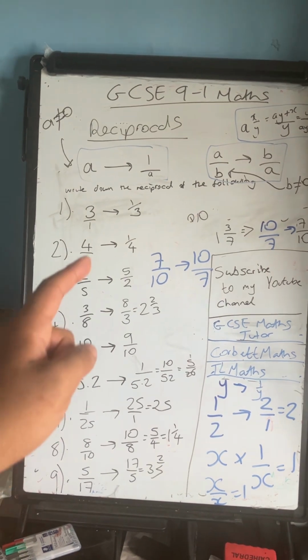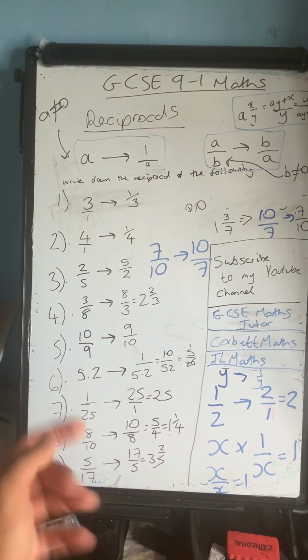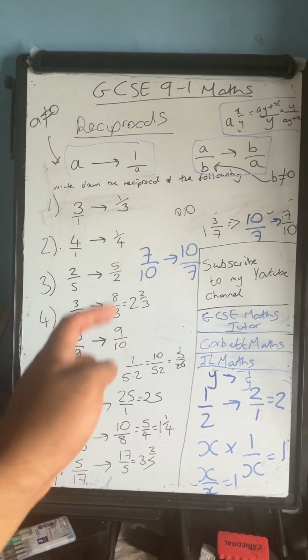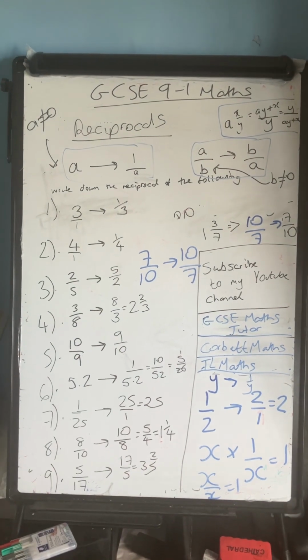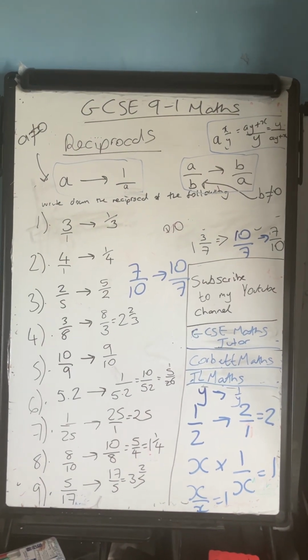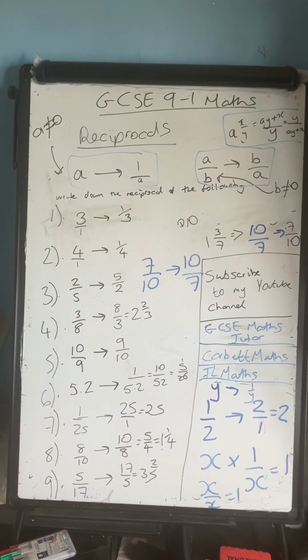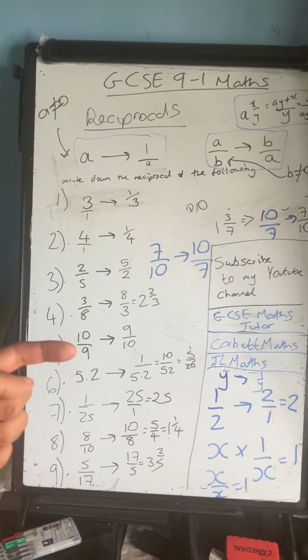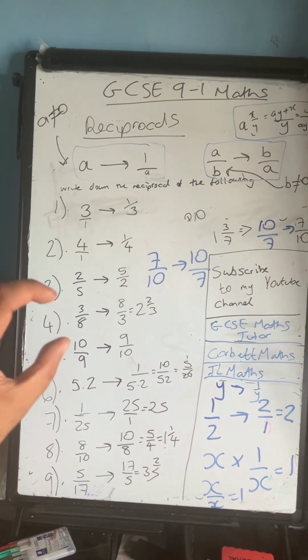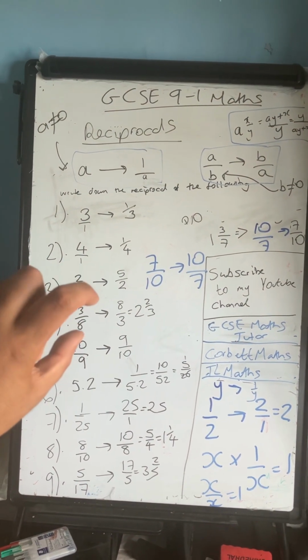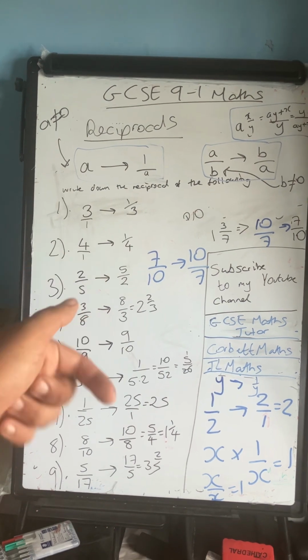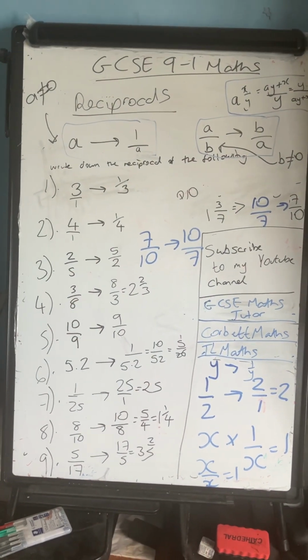Question number 2, the whole number 4 can be written as 4 over 1. The reciprocal of that becomes 1/4. Question number 3, I've got 2/5. The reciprocal of that goes to 5/2. Question number 4, 3/8. The reciprocal, so I just flip the denominator and the numerator over, so I get 8/3.